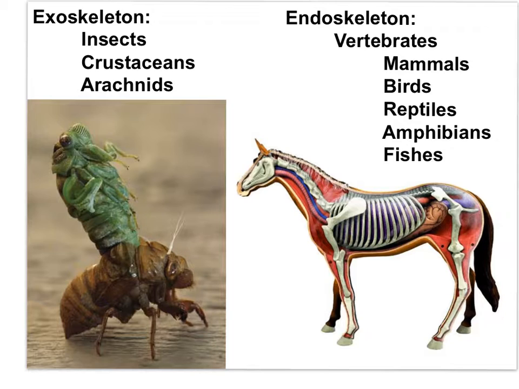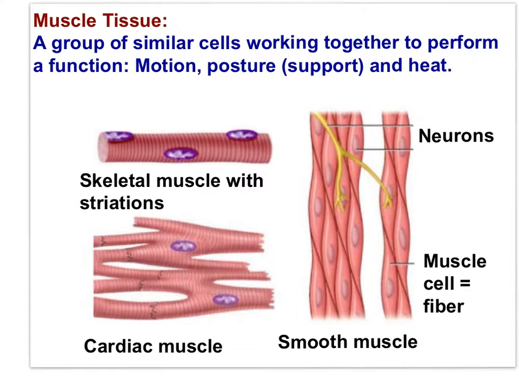Now, vertebrates such as mammals, reptiles, amphibians, birds, and fishes have an endoskeleton. An endoskeleton is an internal structure that provides for protection and movement. The endoskeleton grows with the animal. This movie has its focus on muscles that, along with bones, create movement. Muscle tissue is a group of similar cells working together to perform a common function. Muscle tissue functions to provide motion, posture, support, and heat.